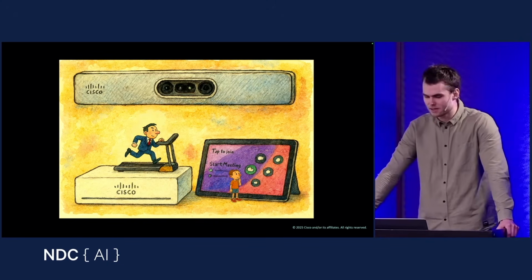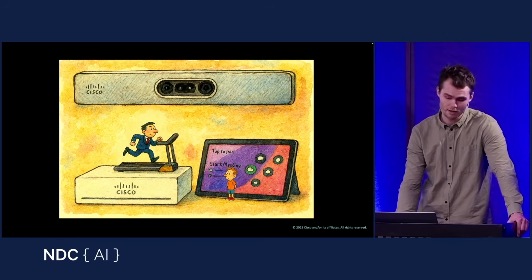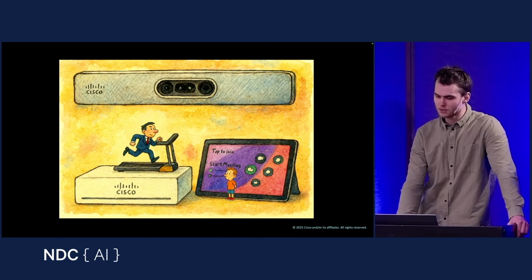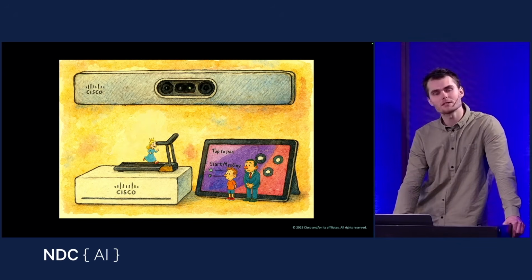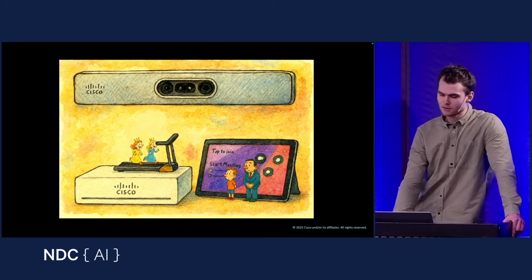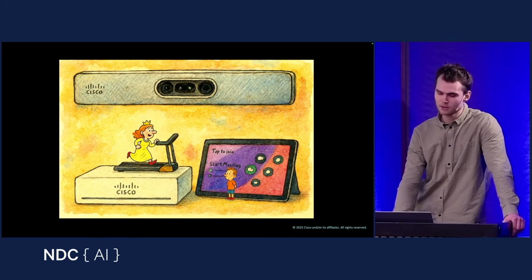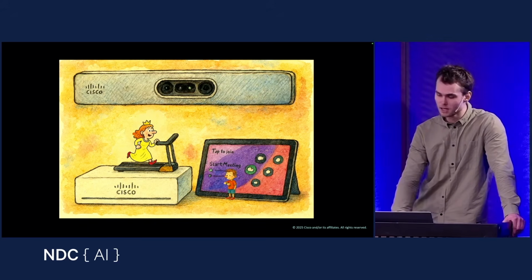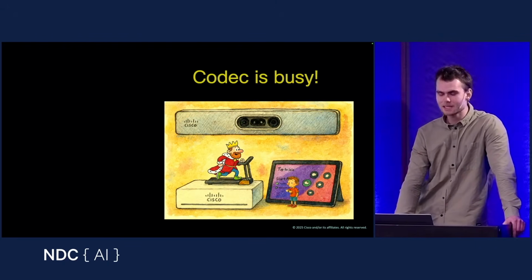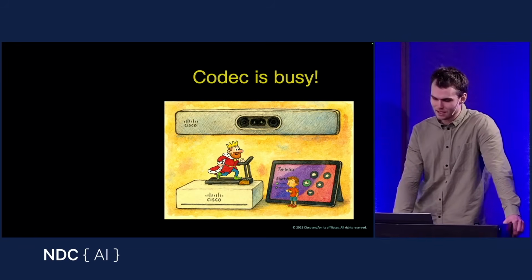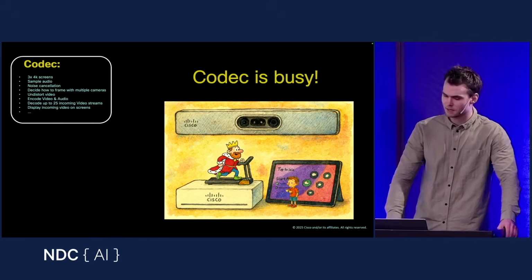Okay, sure, you might say, but how much do these devices actually need to do? Well, the codec needs to run up to 3 4K screens at the same time, sample audio from dozens of microphones, do noise cancellation, decide how to frame with multiple cameras, undistort the video, encode and send video and audio, decode up to 25 incoming video streams, display the incoming video on the screens, etc. Basically, the codec is busy. And yeah, here's a non-exhaustive list in case you were distracted by my silly animations.